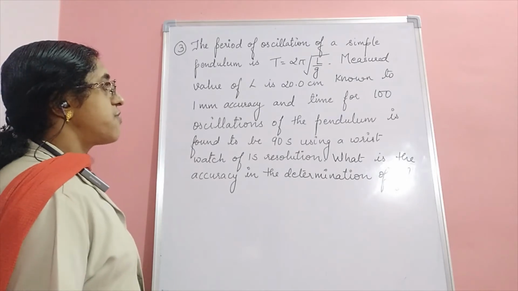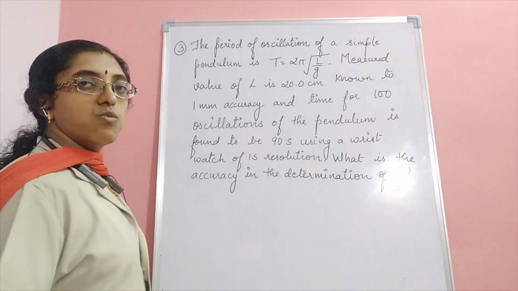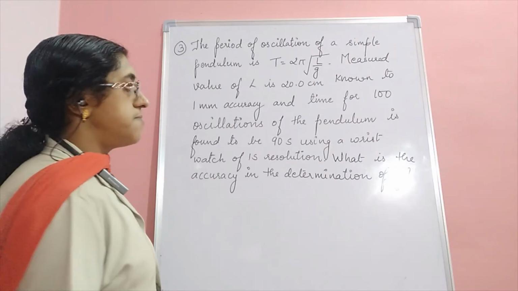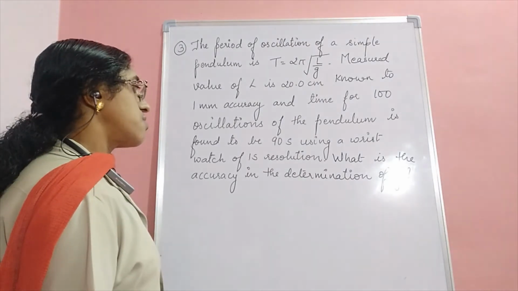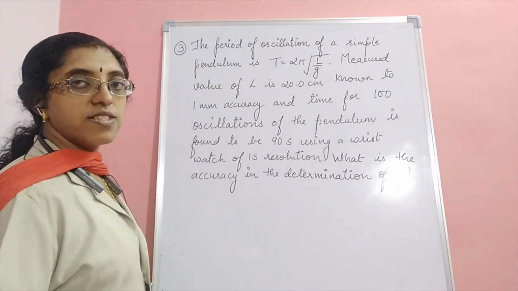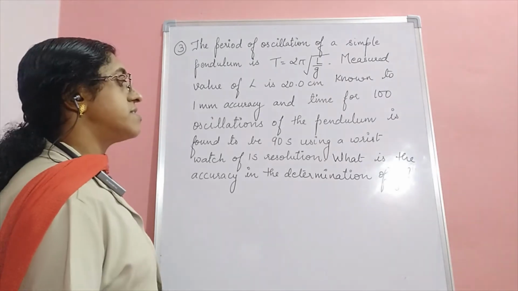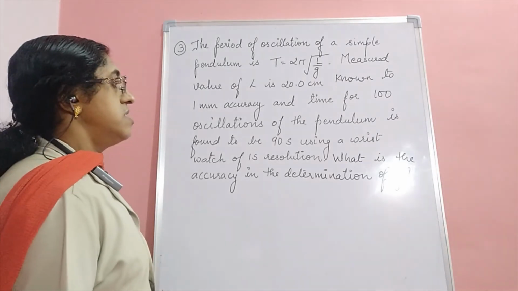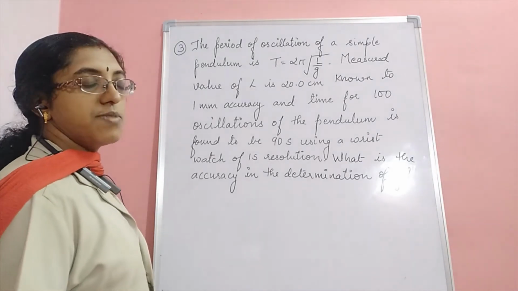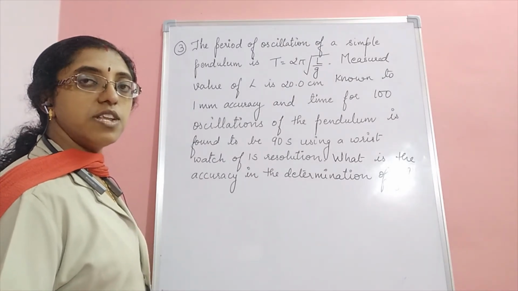And the time for 100 oscillations of the pendulum is found to be 90 seconds. What is it? It's the time period, using a wristwatch of 1 second resolution. If the wristwatch has 1 second resolution, that means the error in the time period is 1 second. What is the accuracy in the determination of g? That means we need to find out the percentage error in g.